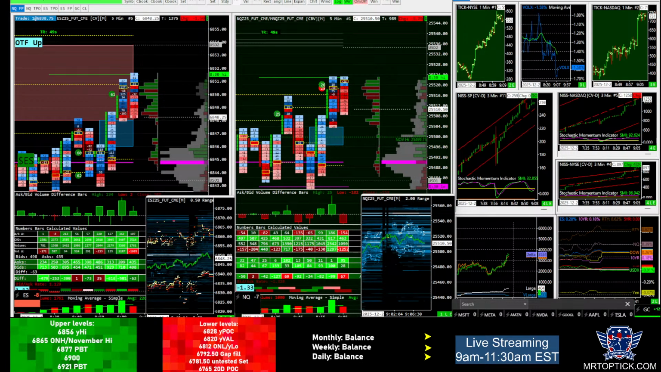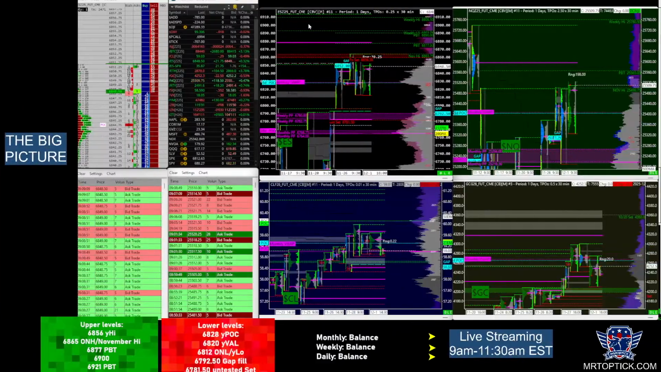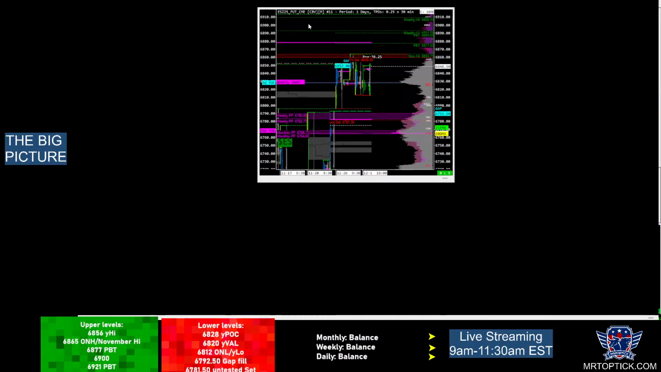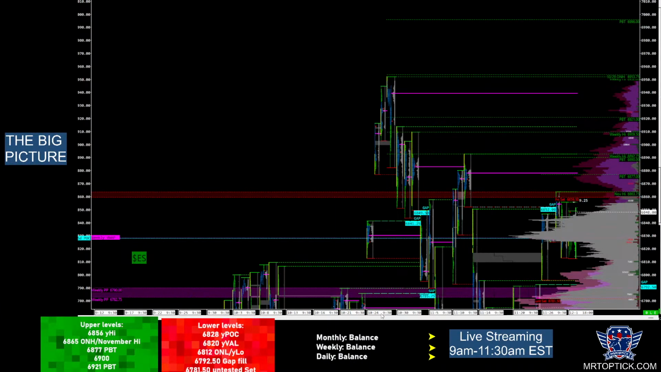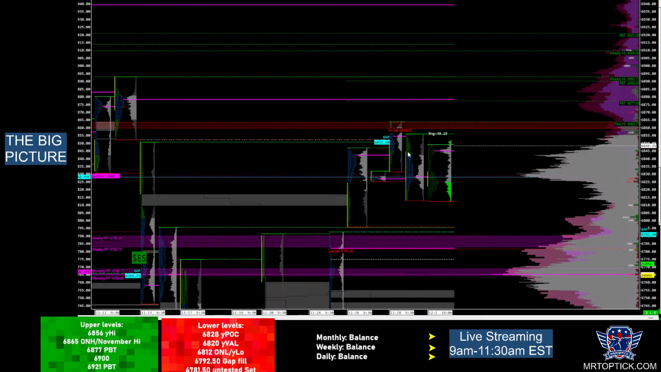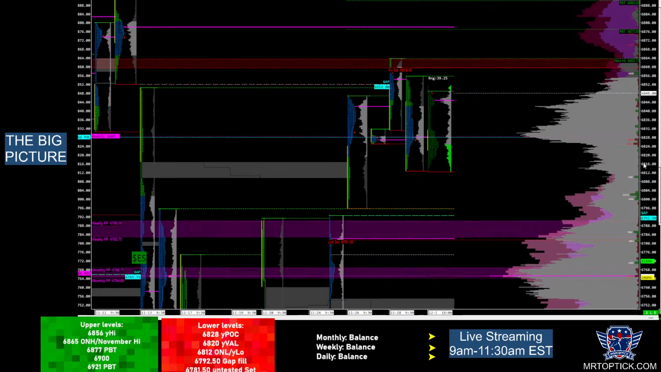All right, so we are starting our fourth session of balancing in this area. Actually, technically it's the fifth session, but this was a holiday, so let's say four. So we have this break above the lower range that held, then now we're trading in this same area.